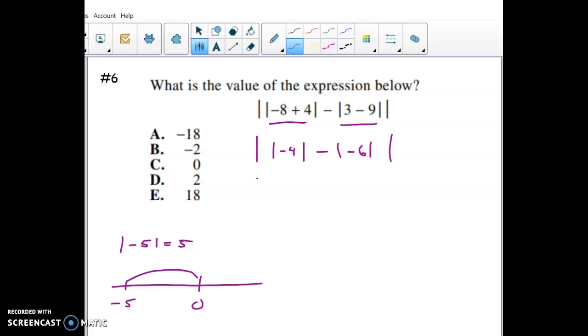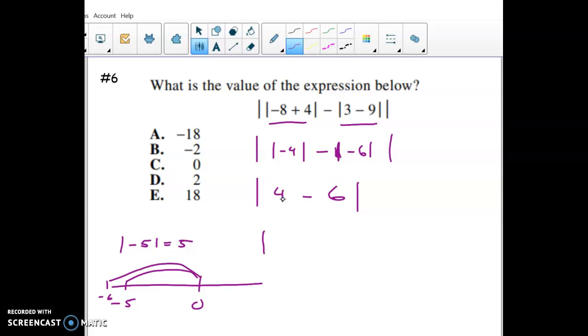Okay, so I'm going to do the absolute value of -4, which is just 4, and the minus, keep this, and then the absolute value of -6. Don't distribute here. You got to do the absolute value first. So how far is -6 from 0? Right, that's just 6 units away. So that's going to be a 6.